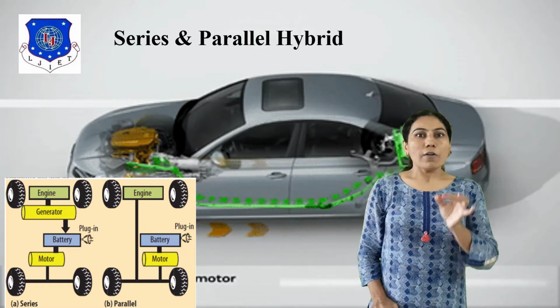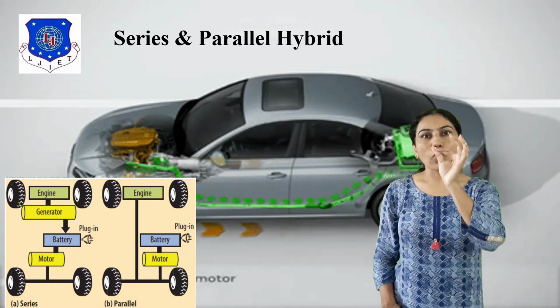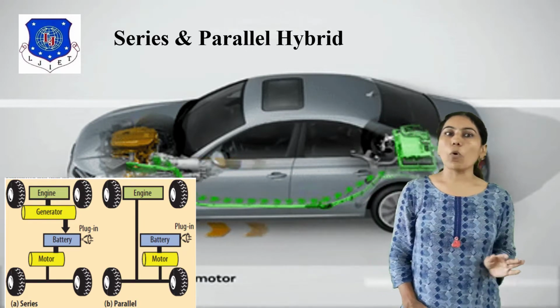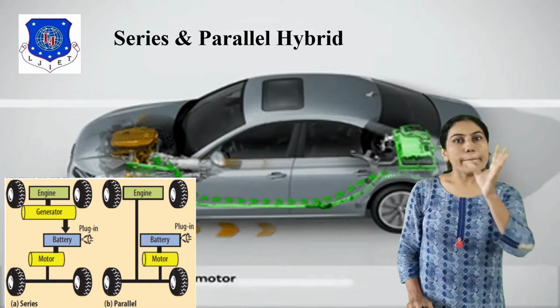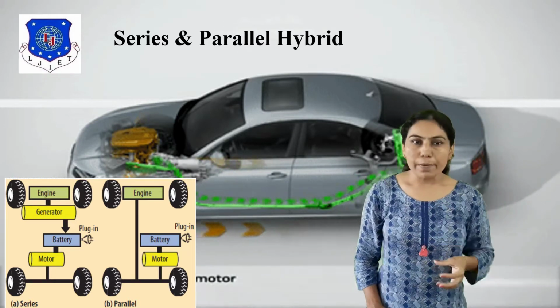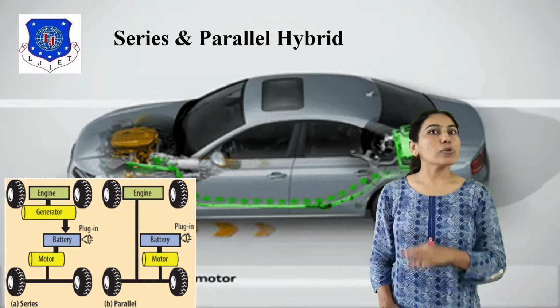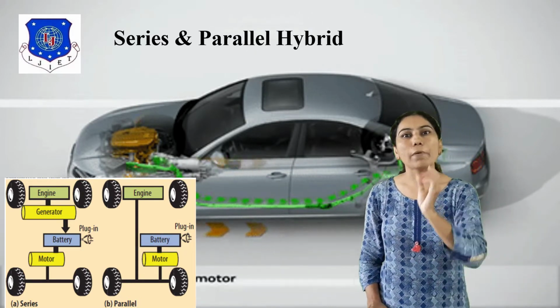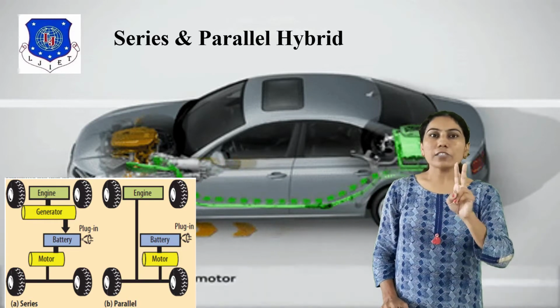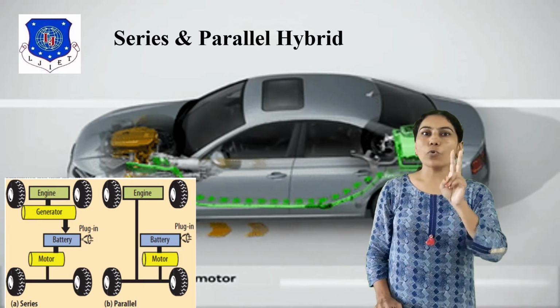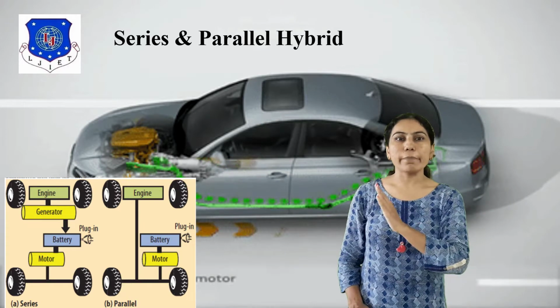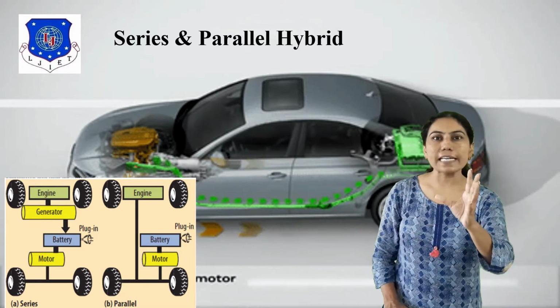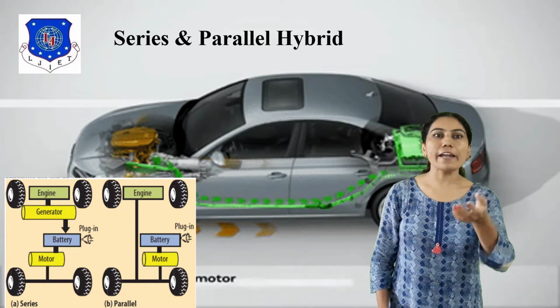Okay, this is the first part of our discussion. What is a hybrid vehicle? And what are the important components of a hybrid vehicle? There are three types of hybrid vehicle: series hybrid, parallel hybrid, and plug-in hybrid. Mostly you use two types, series and parallel hybrid. What is the difference between a series hybrid vehicle and a parallel hybrid vehicle?